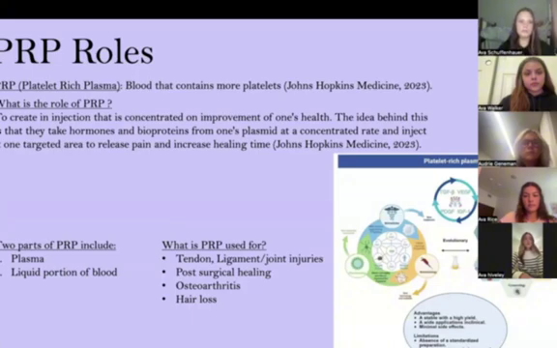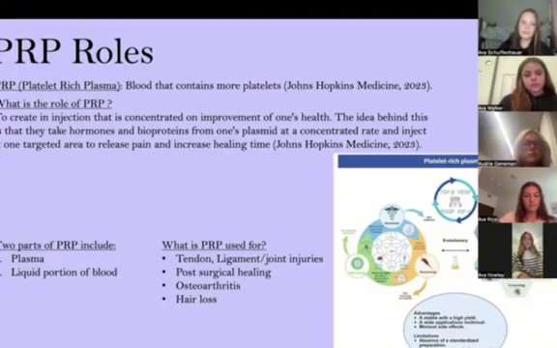PRP roles. PRP stands for platelet-rich plasma, blood that contains more platelets. What is the role of PRP? To create an injection that is concentrated on improvement of one's health. The idea behind this is that they can take hormones and bioproteins from one plasmid at a concentrated rate and inject it in one targeted area to relieve pain and increase healing time.